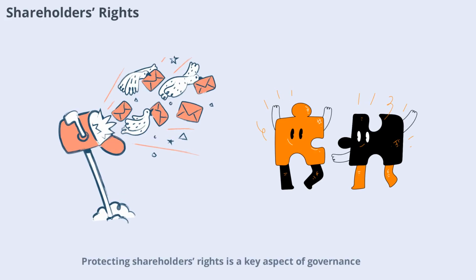Protecting shareholders' rights is a key aspect of governance. Issuers must explain how shareholders can convene extraordinary general meetings, submit inquiries to the board, and put forward proposals at meetings. Providing clear procedures and contact details ensures that shareholders can actively participate in the company's decision-making process.